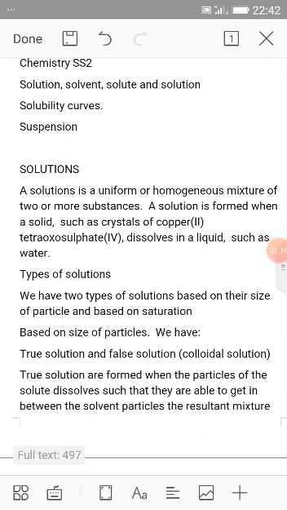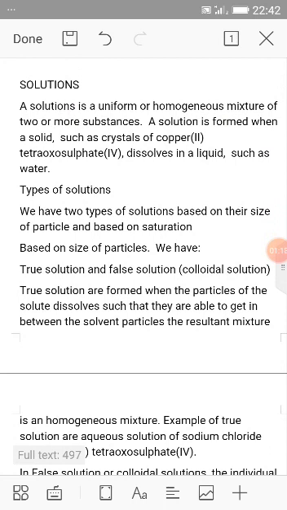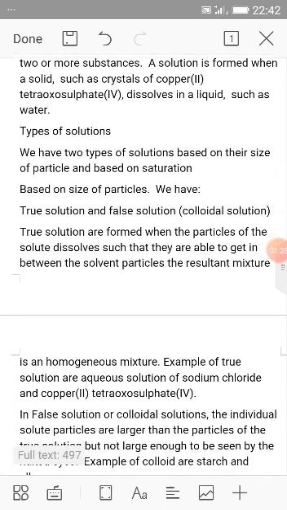Now we go to the types of solution. We have two classifications of solution. Number one is based on their saturation, and number two is based on their size of particles. Based on the size of particles, we have two types: the true solution and the false solution, which is called a colloidal solution.